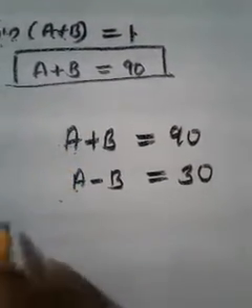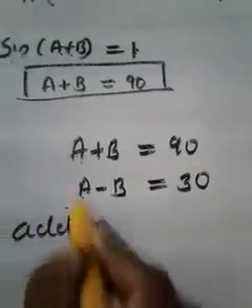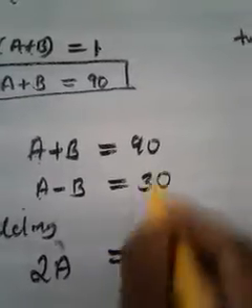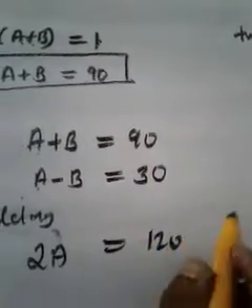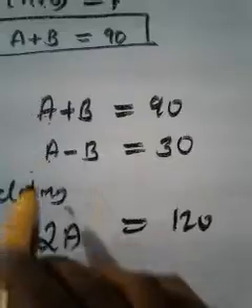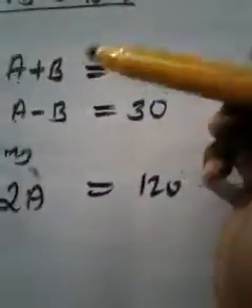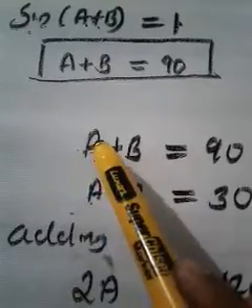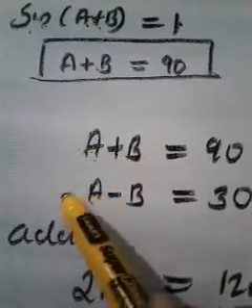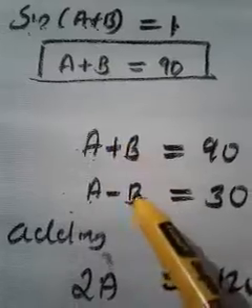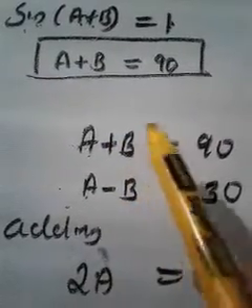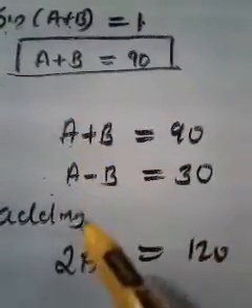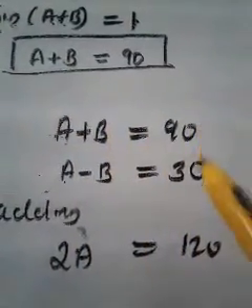What is a plus a? Adding these equations, a plus a is 2a. What is b minus b? Cancel. And what is 90 plus 30? 120. How do I know we can easily add? Because here the coefficient of a is plus 1, here the coefficient of a is plus 1, here the coefficient of b is plus 1, here the coefficient of b is minus 1. Then b and minus b will get cancelled. From that idea I understood that addition is the operation. A plus a is 2a, b minus b gets cancelled, 90 plus 30 is 120.